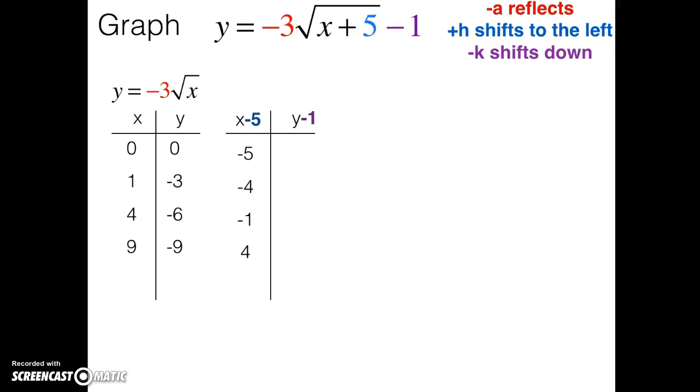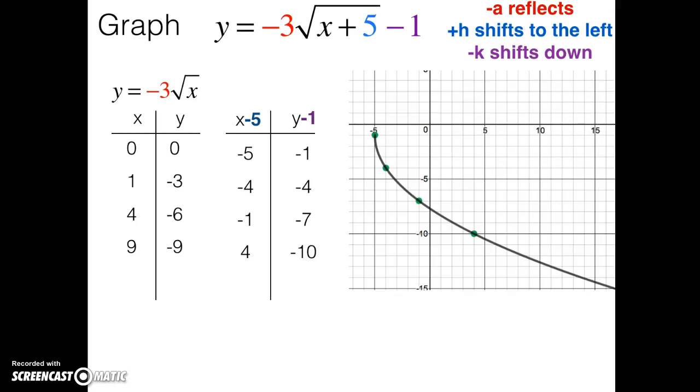Since we are shifting to the left, I'm going to subtract 5 from all of my x values, and since we are shifting down, I'm going to subtract 1 from all of my y values. This time when I plot my curve, we are reflected, which means we are flipped upside down. Don't forget your arrow on the right side of your function.